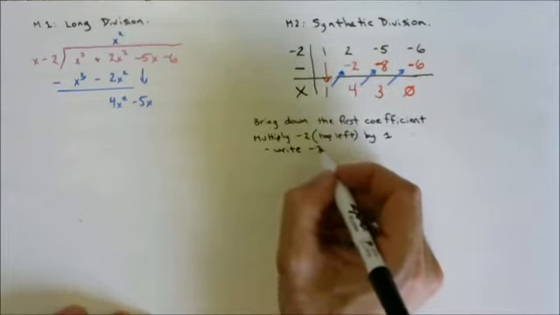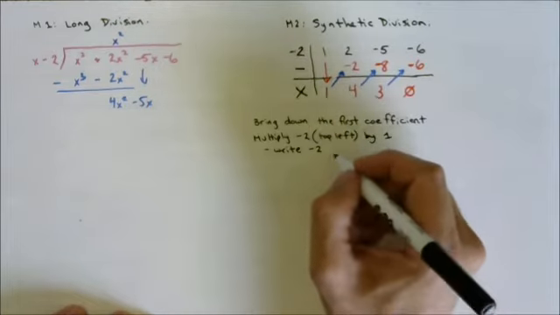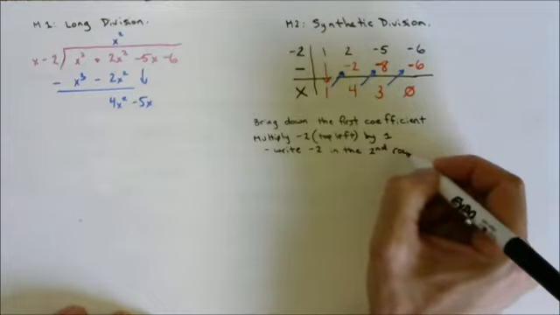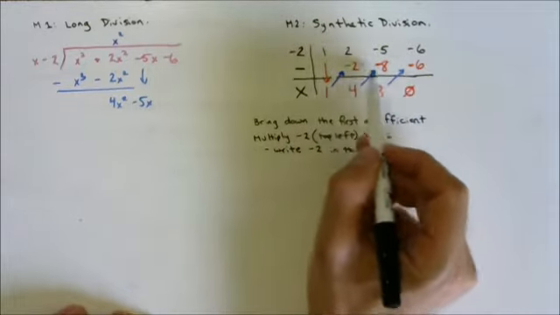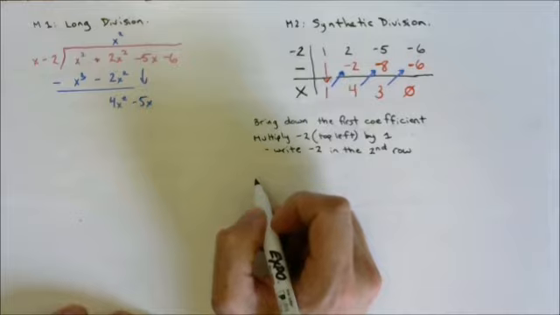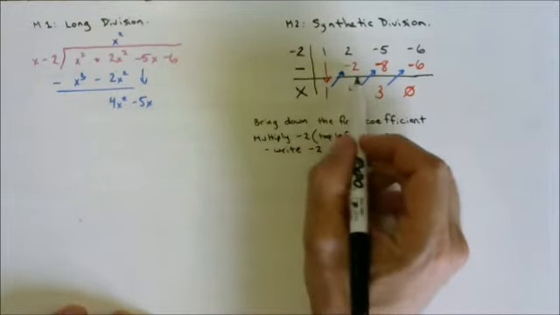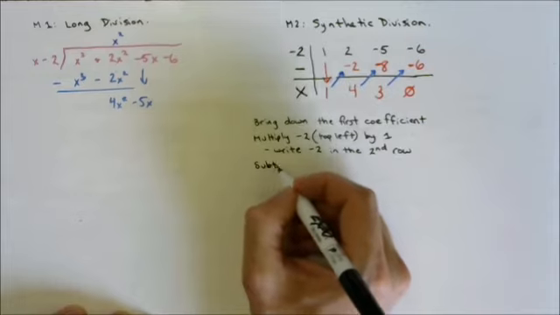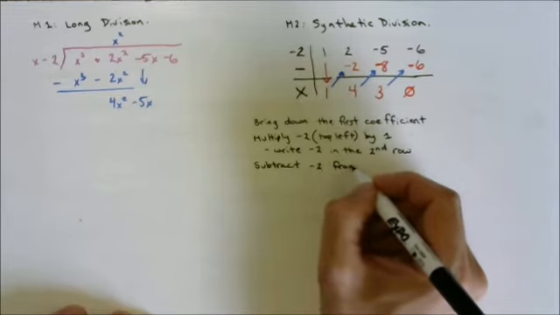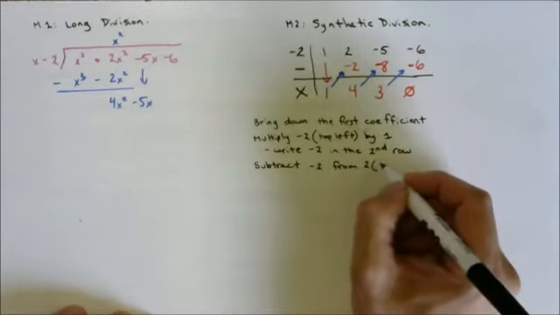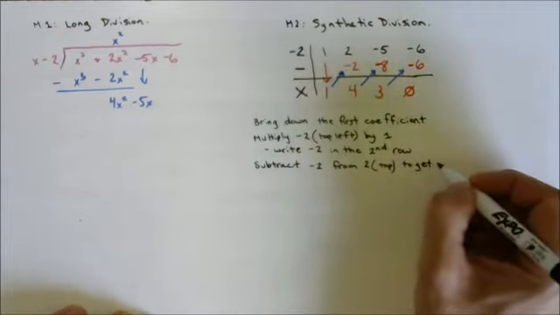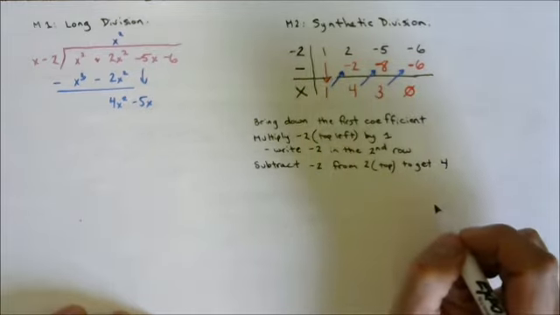We're going to write negative 2 in the second row. Okay, I'm going to call this the top row. I'm going to call this the second row. Next, we perform the subtraction. Okay, so the next thing is subtract negative 2 from 2 to get positive 4.